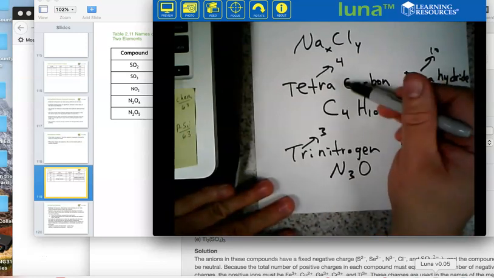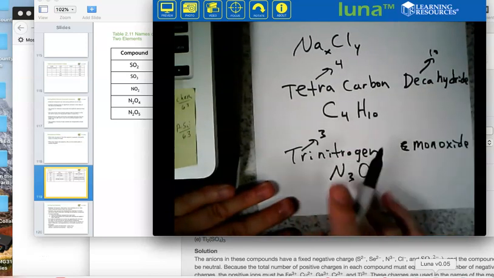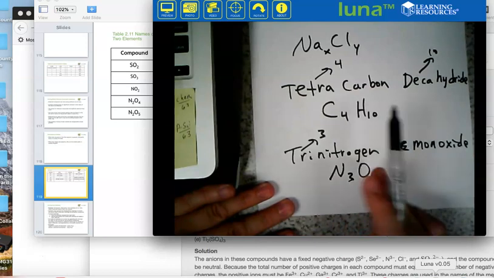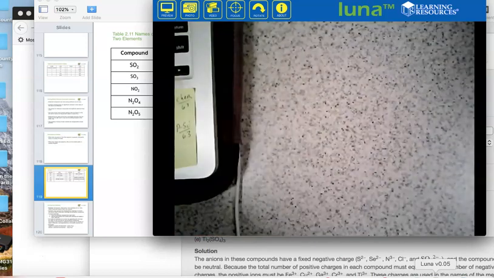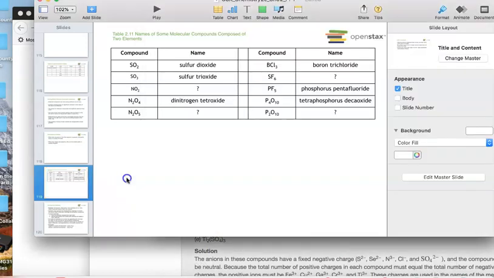All right, so again, these are really simple. The prefixes tell you how many atoms you have for each element, so hopefully that's not going to be an issue for you when you're trying to write the formulas if they give you the name.